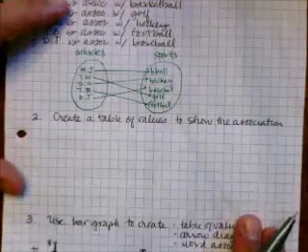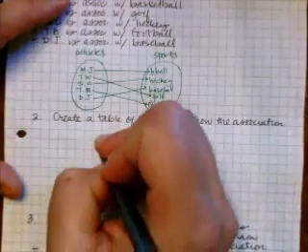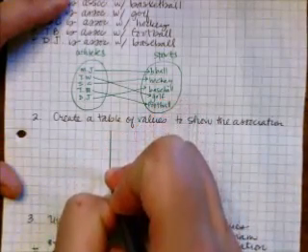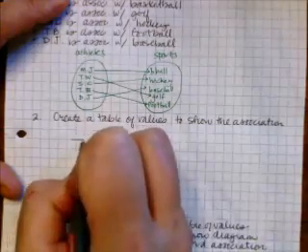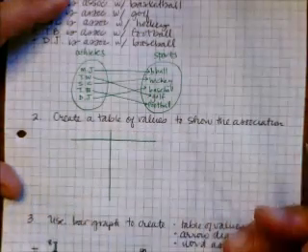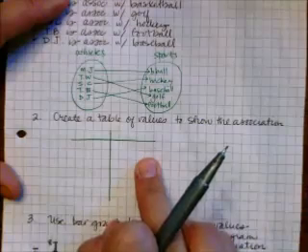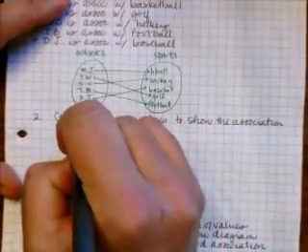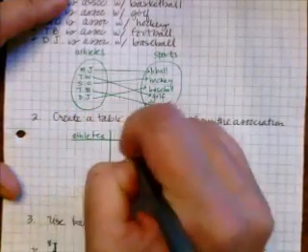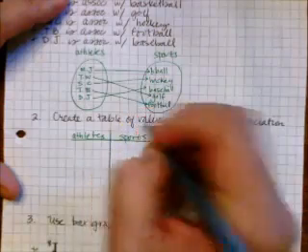Use what they gave you. Okay, so now it says create a table of values to show this association. So if I have a table of values, then I have to set it up like so. I always put the elements of my domain on the left, and I'm going to put my elements of my range on the right. So this is going to be my athletes, and this is going to be my sports.